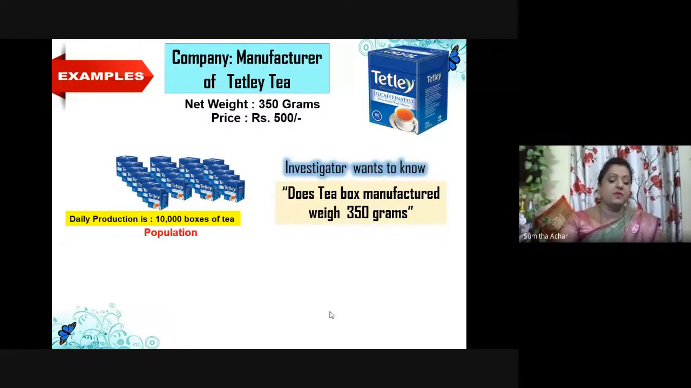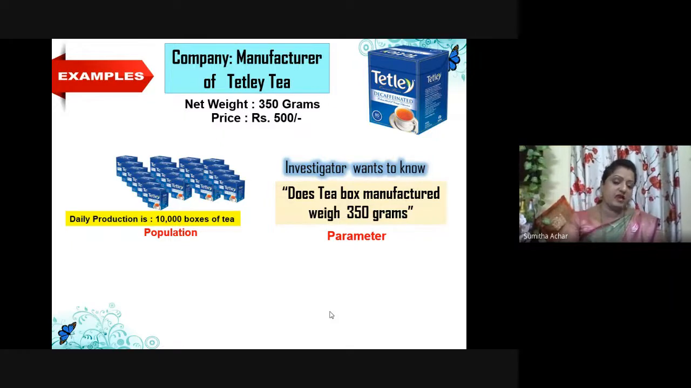Now, let us assume that the population is 10,000 boxes because it's a day's production. Now, what's a parameter here? Why do I call 350 grams a parameter? Because this is the claim of the company, where the company is saying that I am manufacturing a Tetley tea box which weighs 350 grams, right? Now assume that you are a purchaser and you have purchased this 350 grams Tetley tea by paying 500 rupees, and once you come back home you find only 50 grams in it, right? You have received a defective box because the box looks big, right?